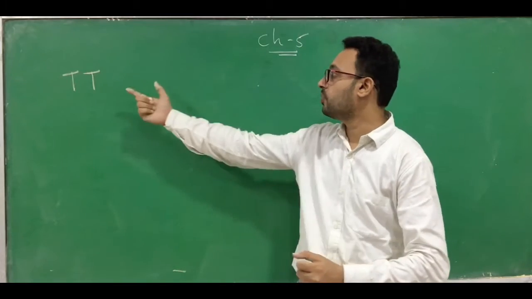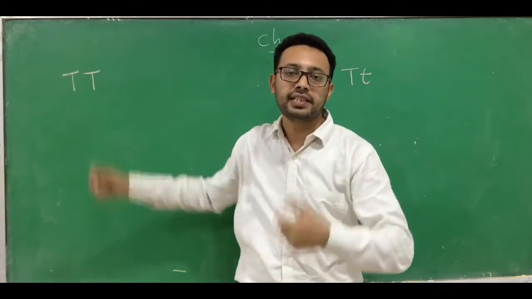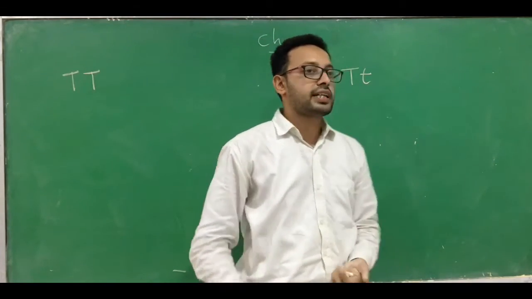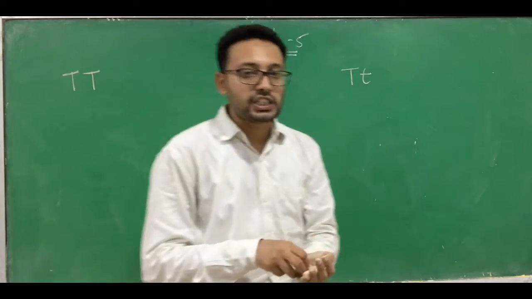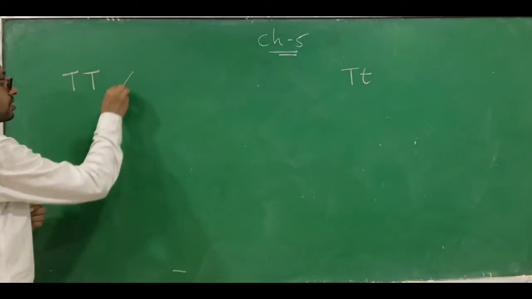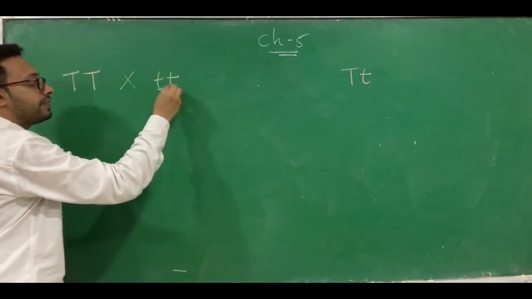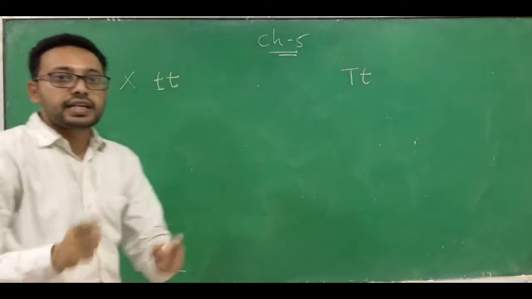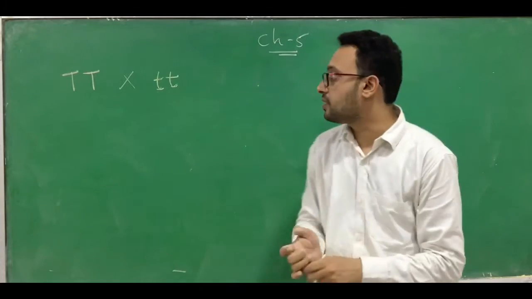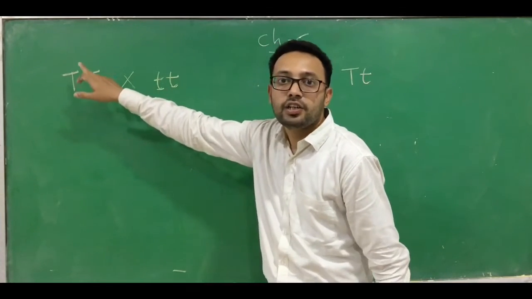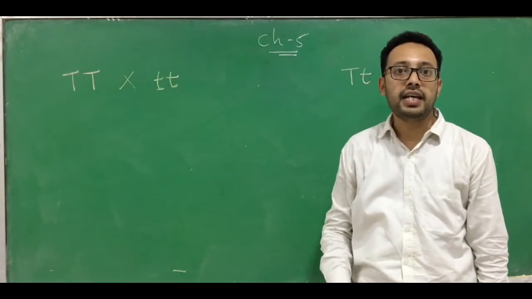How? So I assume that on one side it is capital T capital T, and on the other side capital T small t. Always you have to cross with homozygous recessive. Small means recessive. Remember, capital letter means dominant, D-O-M-I-N-A-N-T.